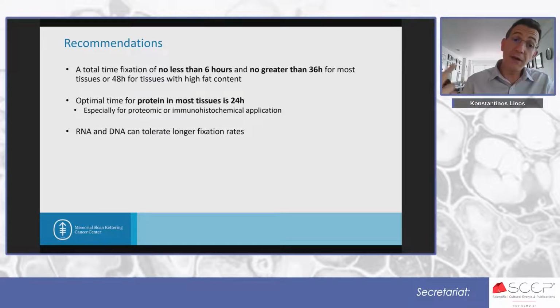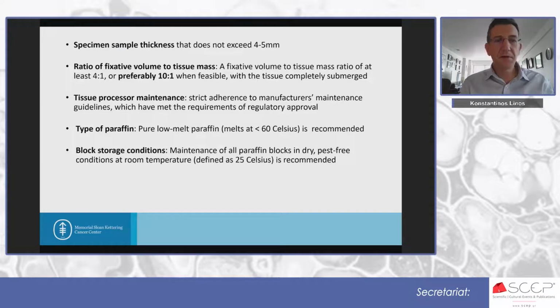If you do RNA or DNA, you can tolerate a little bit longer fixation times, but these are the recommended timelines. Then, the person who's going to cut it, has he been trained, right? Does he cut big pieces of tissue, or is he more thorough? It's recommended that your slices do not exceed 4 or 5 millimeters. And then how much formalin you're going to put in relation to tissue is important.